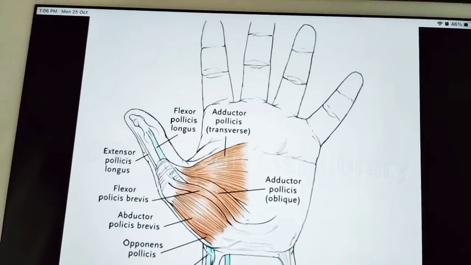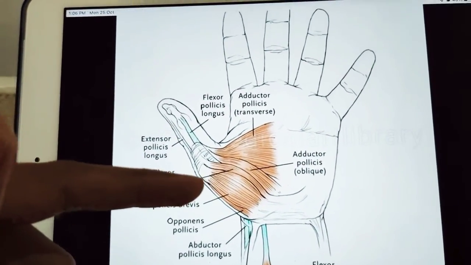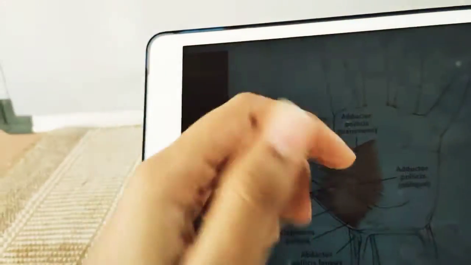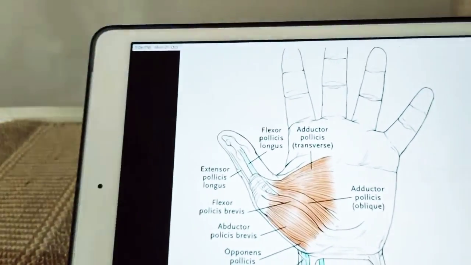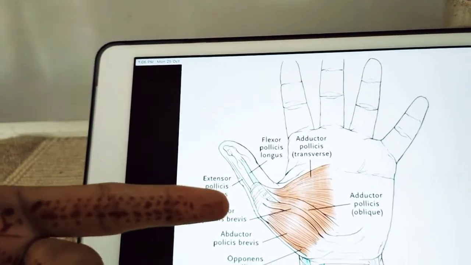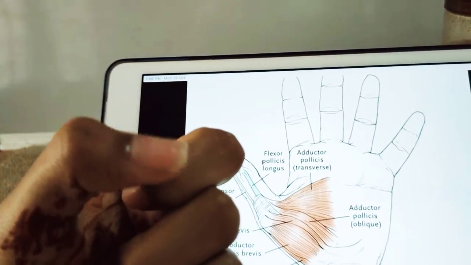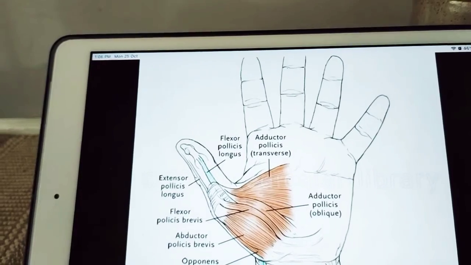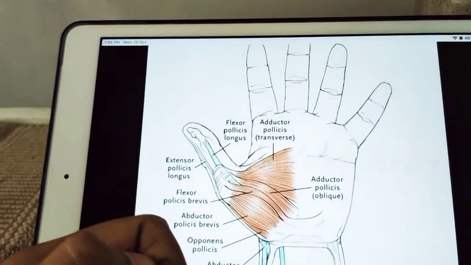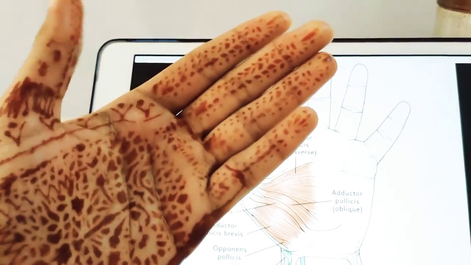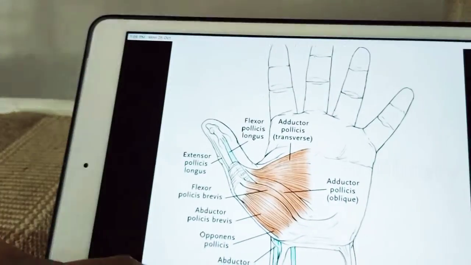So what are the main actions of each muscle? The first one is abductor pollicis brevis. Its action is to abduct the thumb. I'll show the abduction of the thumb. So this is abduction of the thumb. And flexor pollicis brevis, what is its function? It flexes the metacarpophalangeal joint, this one. Next, coming to the opponens pollicis, right? Its work is to pull the thumb medially forward across the palm, opposing the thumb towards the fingers, like this. This is the opponens pollicis function.